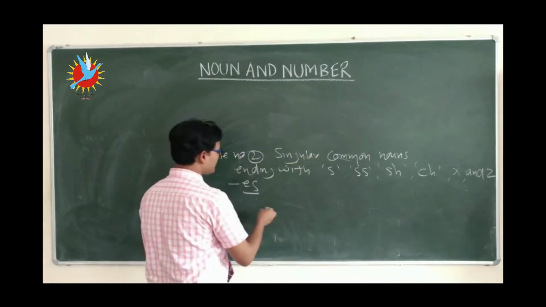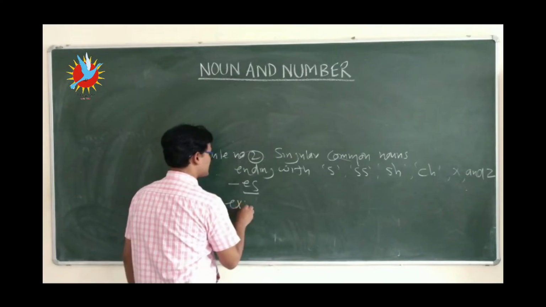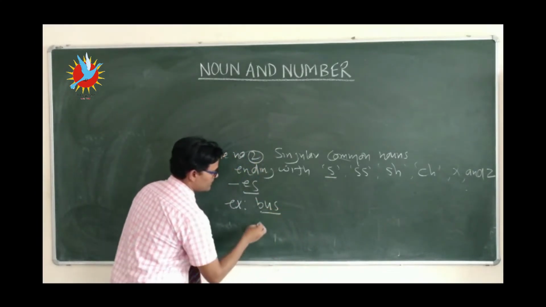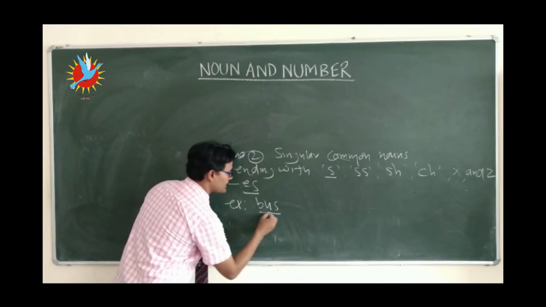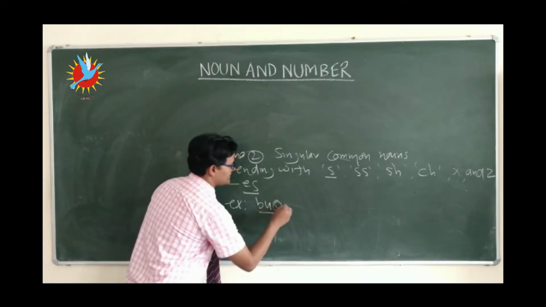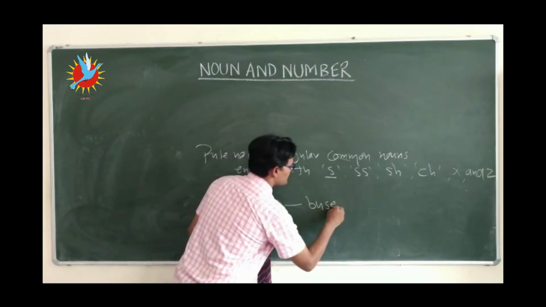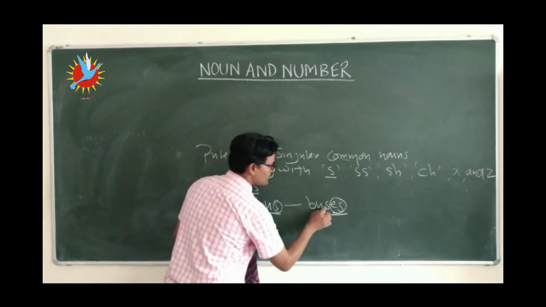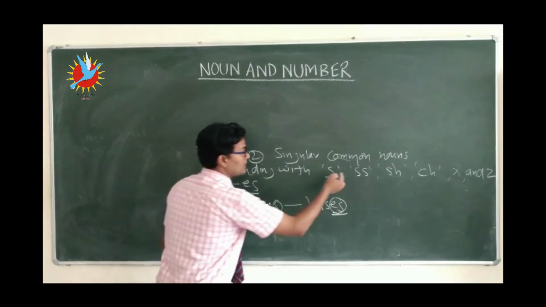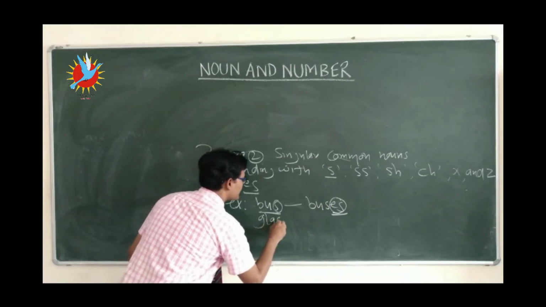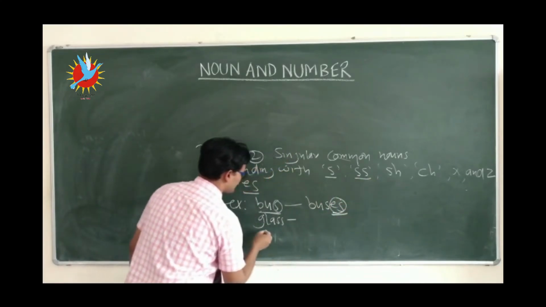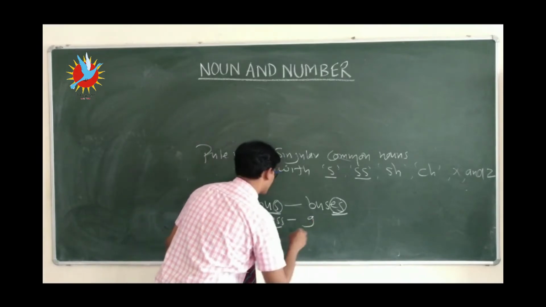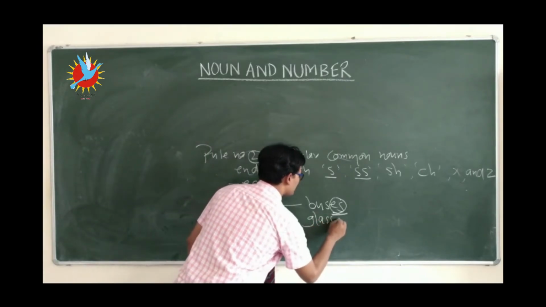Okay, for example, bus. Here it is a noun ending with the letter s, buses. So I am adding es just after the last letter. Okay, glass. This is a noun ending with the letters double s. So what do I have to do? Glasses.